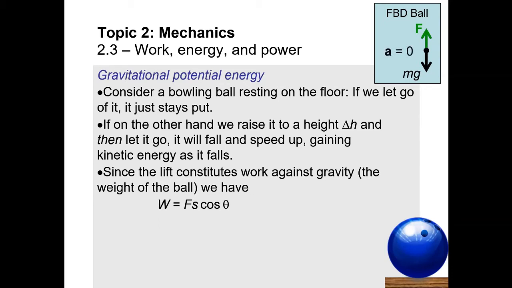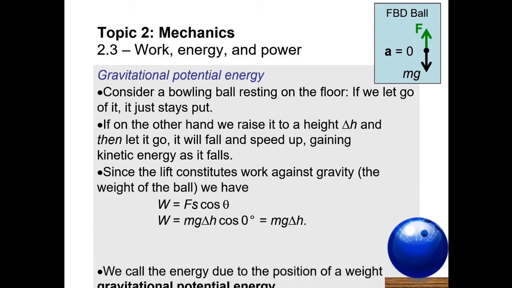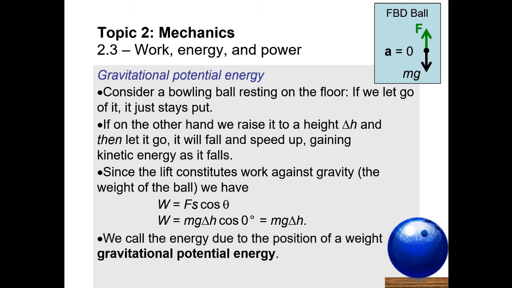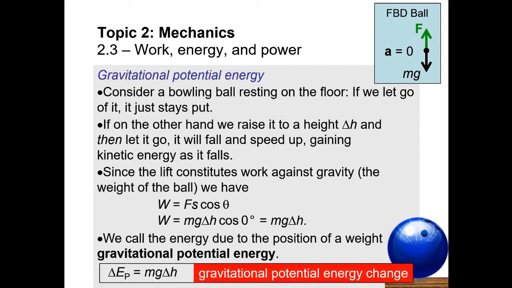Since the acceleration equals 0, the applied force equals the weight, which is mg, and the distance traveled is the height, which is delta h. Since the force and displacement are in the same direction, it is cosine 0 degrees, and that gives us mg delta h. We call the energy due to the position of the weight gravitational potential energy, and that equals m times the gravitational field strength times the change in height.